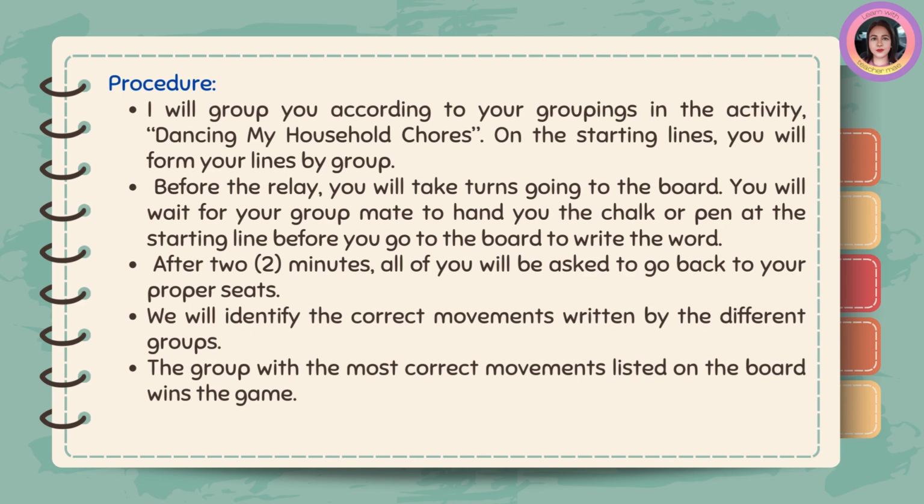Procedure: I will group you according to your groupings in the activity Dancing My Household Chores. On the starting lines, you will form your lines by group. Before the relay, you will take turns going to the board. You will wait for your group mate to hand you the chalk or pen at the starting line before you go to the board to write the word.